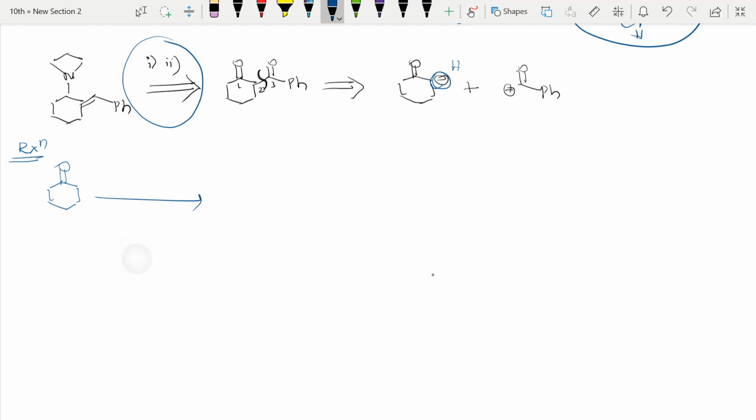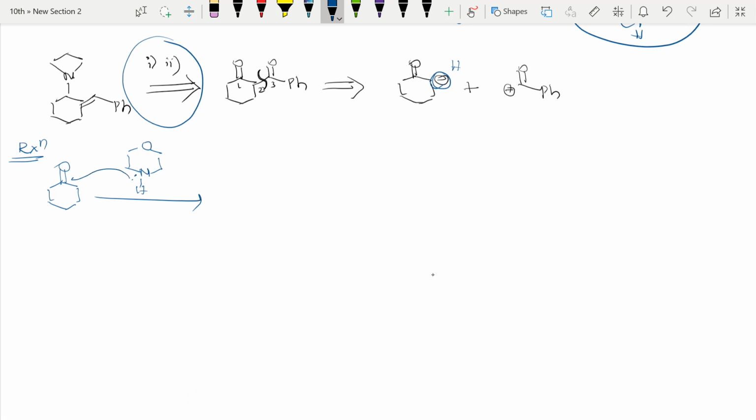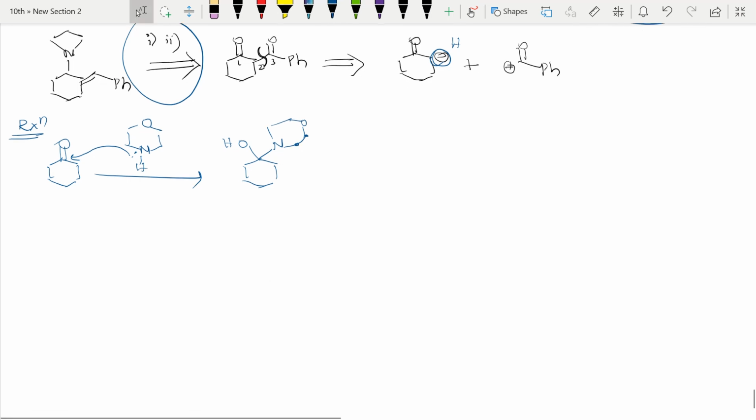To this I will add this compound, see, morpholine I am going to add. Why am I going to add morpholine? This reaction you should know, enamine reactions, right? So what happens, this will react like this. Let me write the mechanism for the enamine reaction so that it will be clear for you. So what happens, it becomes OH, it becomes N, other things as it is. So this is morpholine. A six-membered ring should form.